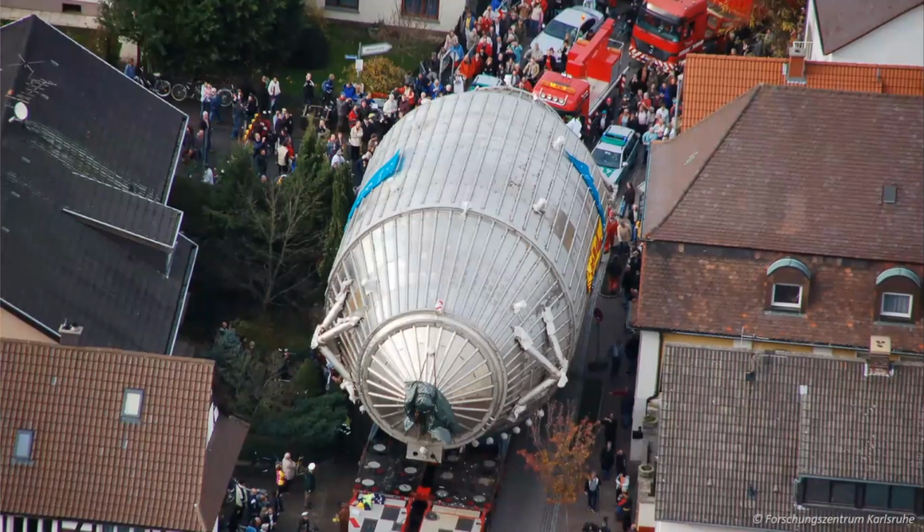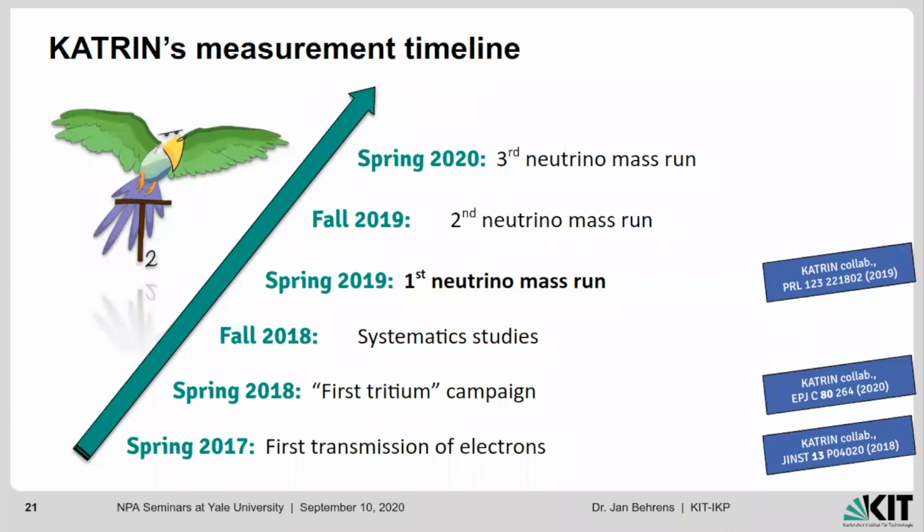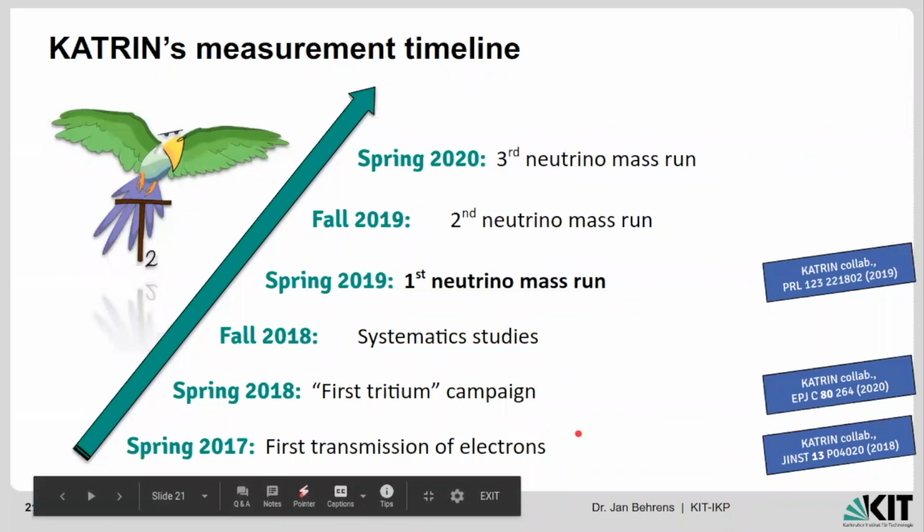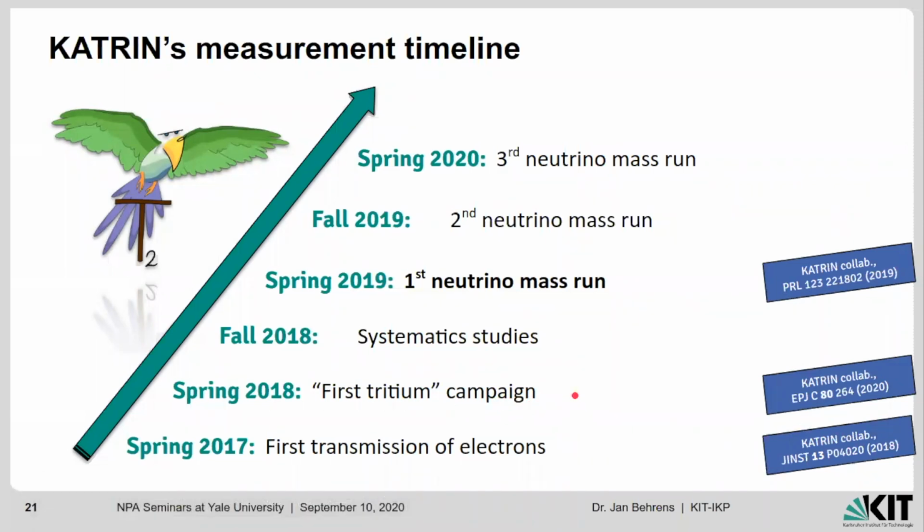Okay, now let's have a look at the recent progress that we made in KATRIN. So this picture is probably in one way or the other known to many of you. It's from almost 2 decades ago. And so in the meantime, we made a little bit of progress. Let's go back to spring 2017, where we had the first transmission of electrons through the beamline, which was then followed about a year later, after some more systematic studies, by the so-called first tritium campaign, where we injected a very small amount of tritium for the first time into our source and performed measurements. We then had more systematic studies. Then in spring 2019, we had the first neutrino-mass run, where we had actual sensitivity to the neutrino mass, and this is also our first published result from last year. And then in fall 2019 and spring 2020, we had more neutrino mass runs that are being analyzed.